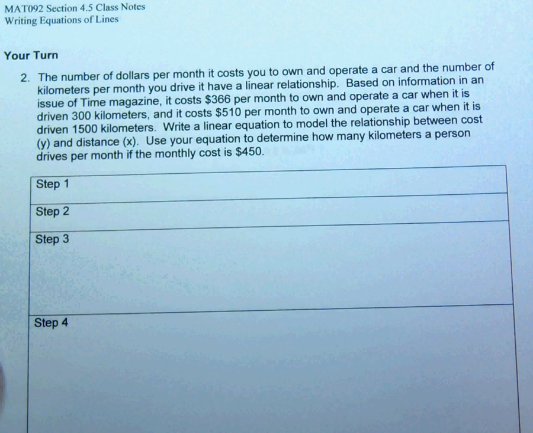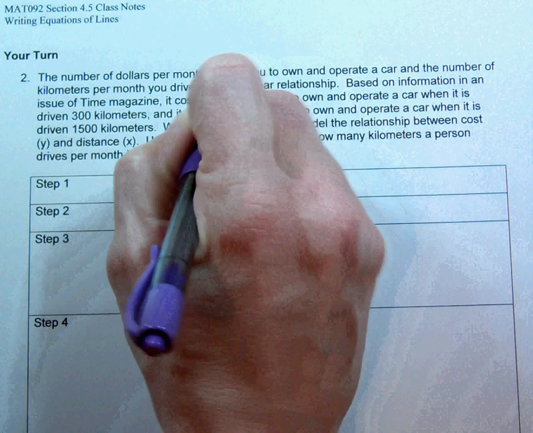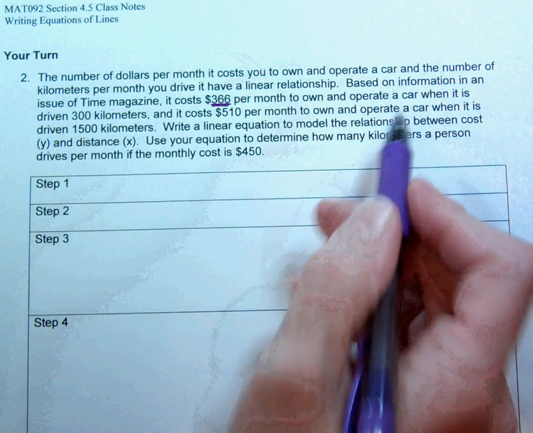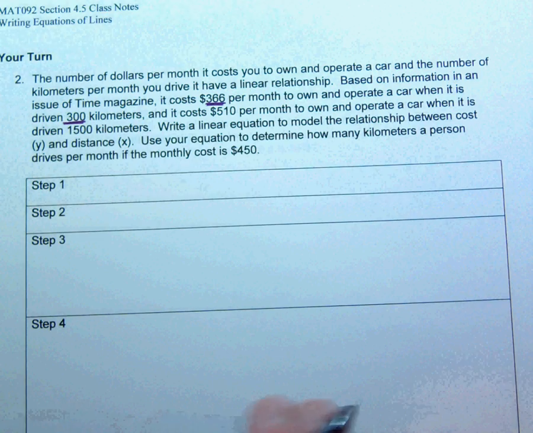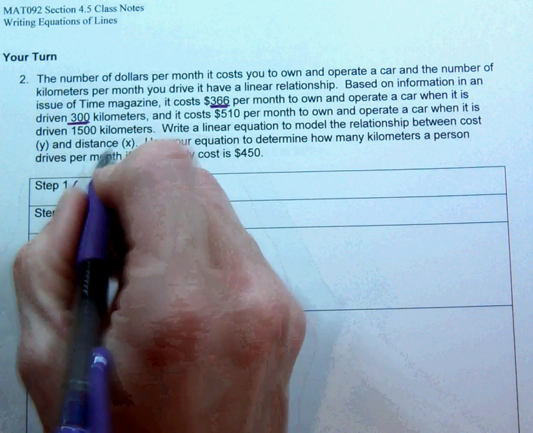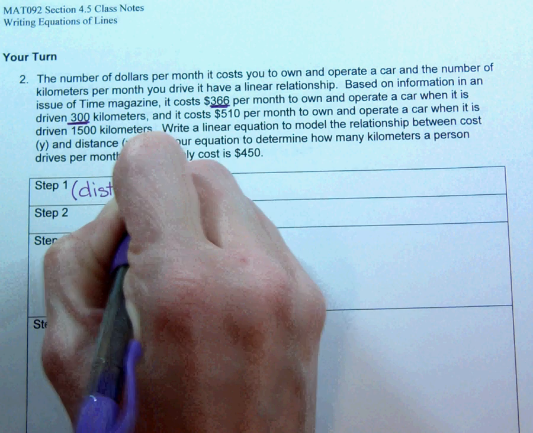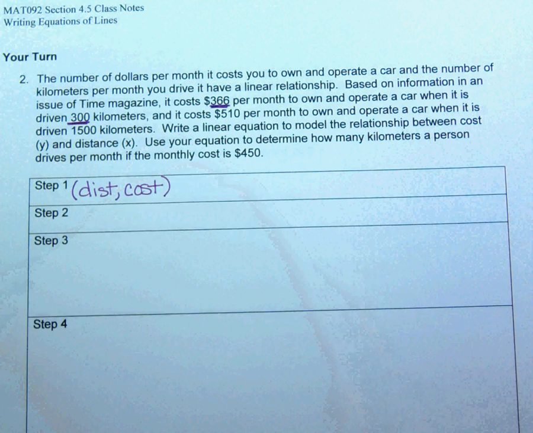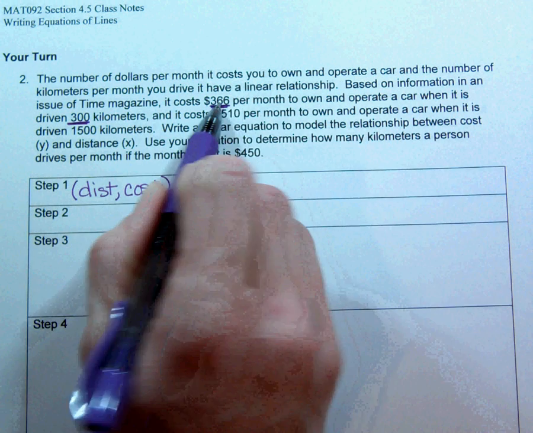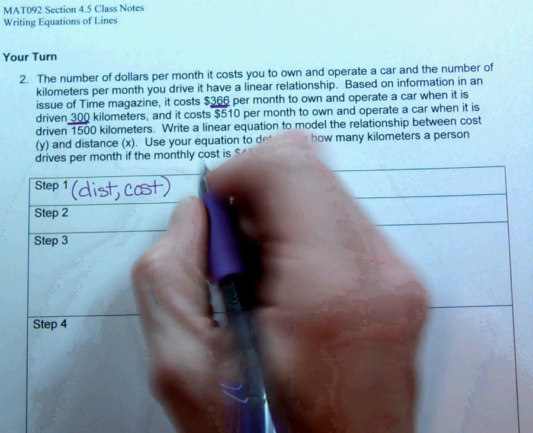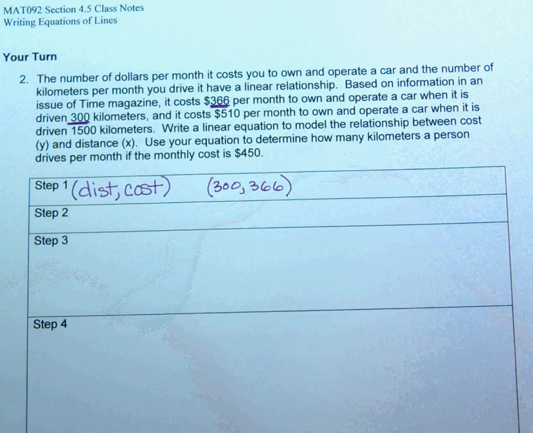Alright, so let's look at what we were given. It cost $366 per month to own and operate the car when it was driven 300 kilometers. So our x value is distance and our y value is cost. So our ordered pair is going to be distance comma cost. So out of these two numbers, 366 and 300, I get the ordered pair 300 comma 366.